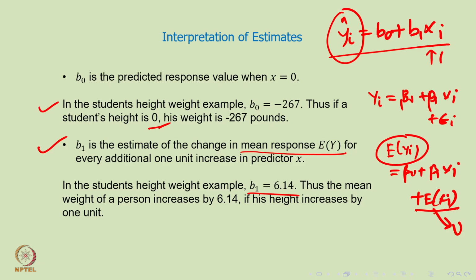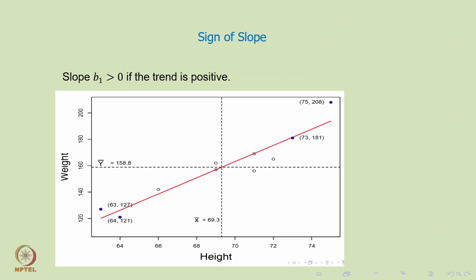So hopefully you are sure about the interpretation of B0 and B1, and you are doing a good job here. Once you fit the regression model and check the assumptions, how do you interpret B0 and how do you interpret B1? All these are important ideas.